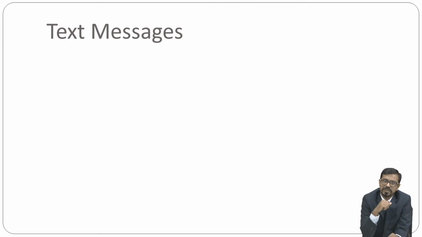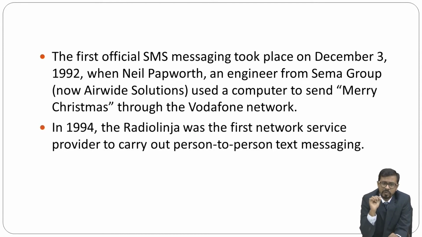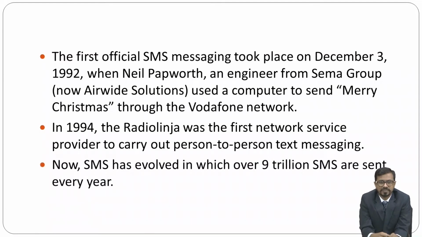Then came the text messages. The first official SMS messaging took place on December 3, 1992, when Neil Papworth, an engineer from Sema Group, now known as Airwide Solutions, used a computer to send "Merry Christmas" through the Vodafone network. In 1994, Radiolinja was the first network service provider to carry out person-to-person text messaging. Now, SMS has evolved so that over 9 trillion SMS are sent every year.